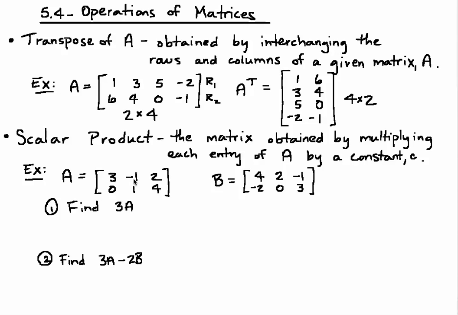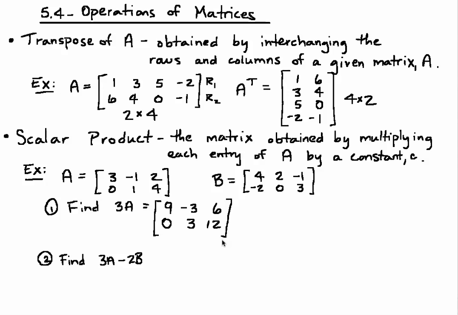So our matrix is 3, negative 1, 2, 0, 1, 4. And we are going to multiply each number by 3. So 3 times 3 is 9. 3 times negative 1 is negative 3. 3 times 2 is 6. 3 times 0 is still 0. 3 times 1 is 3. And 3 times 4 is 12. And this is our scalar product, 3A.